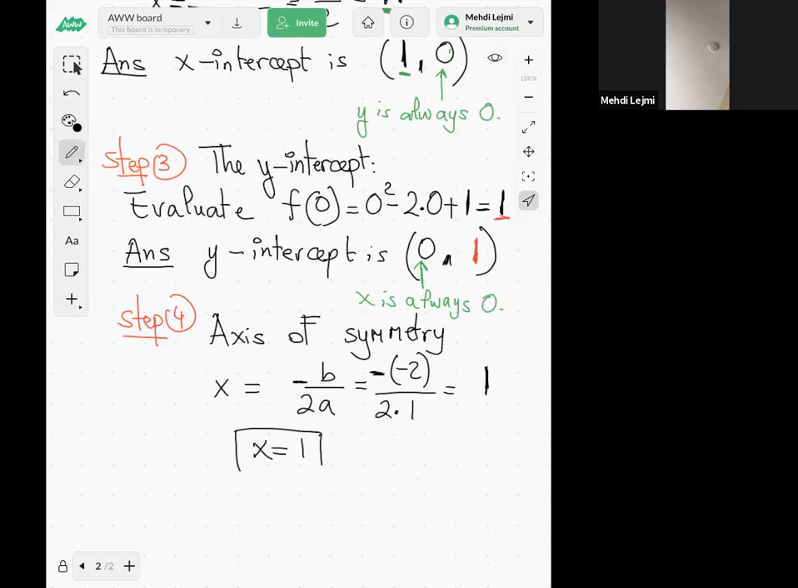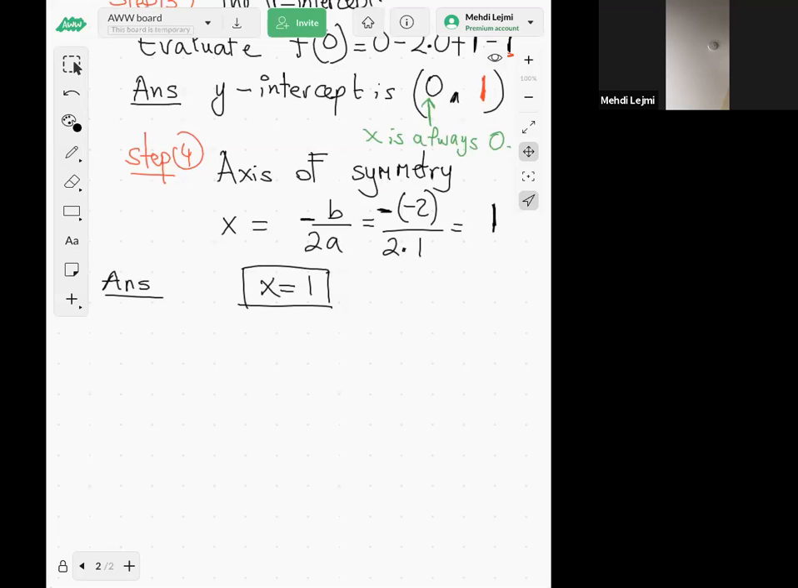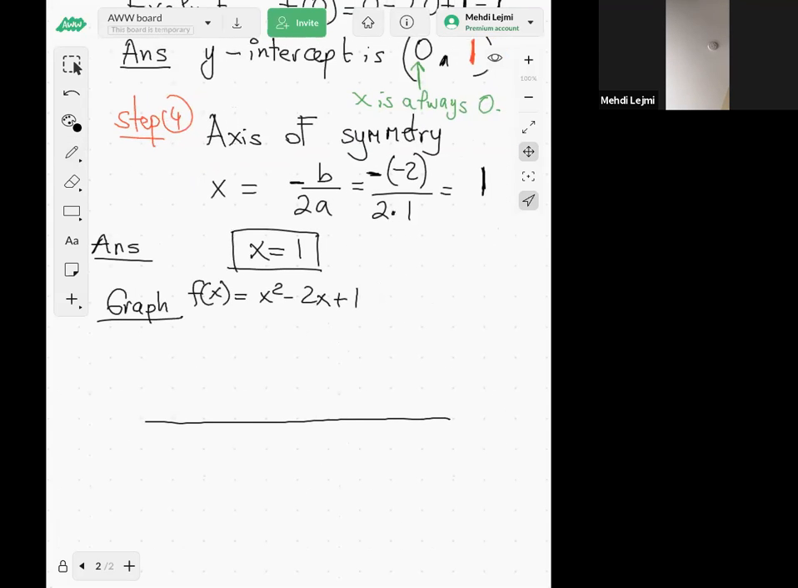So that's the answer for the axis of symmetry. Now I have everything I need to graph my function f. Let's plot all these points and draw the axis of symmetry. So now let's graph f of x. Again, f of x was x squared minus 2x plus 1, right? So I'm going to graph f of x now.